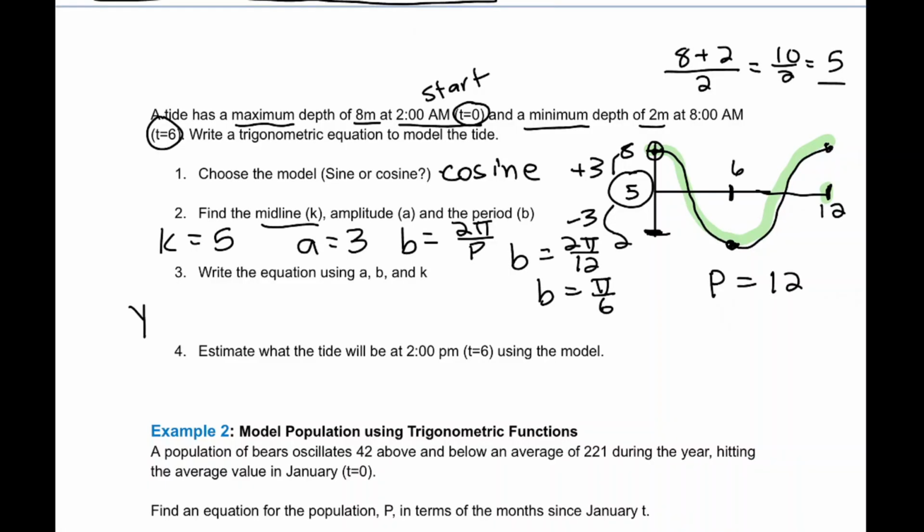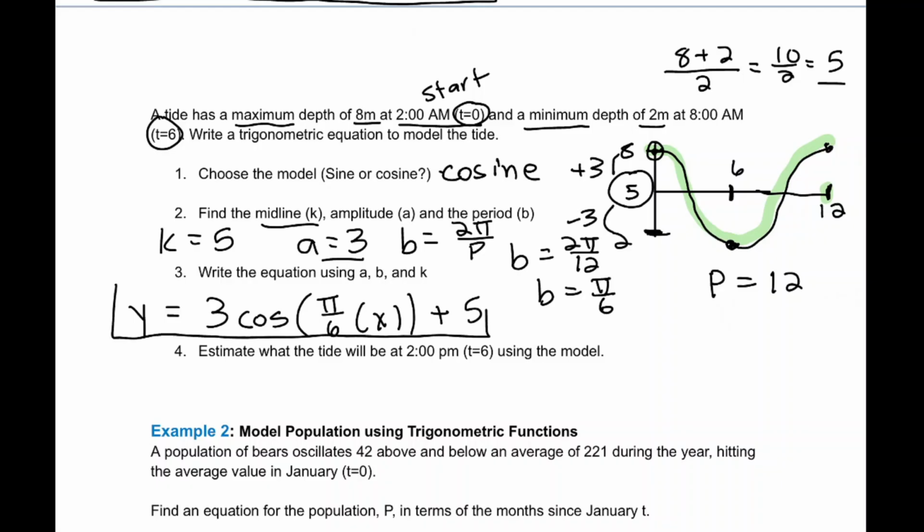So for my equation, I'm going to do A cosine of B x plus k. And technically, we can make this a t.